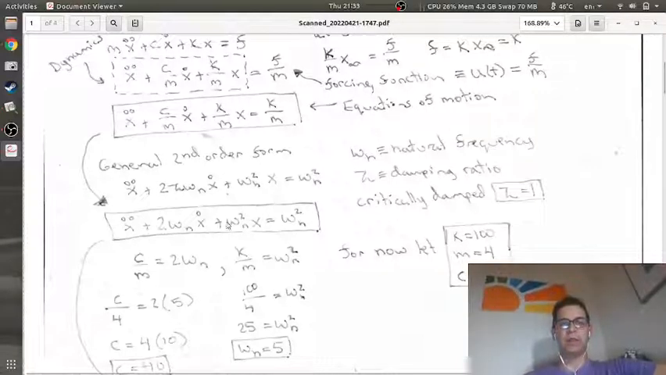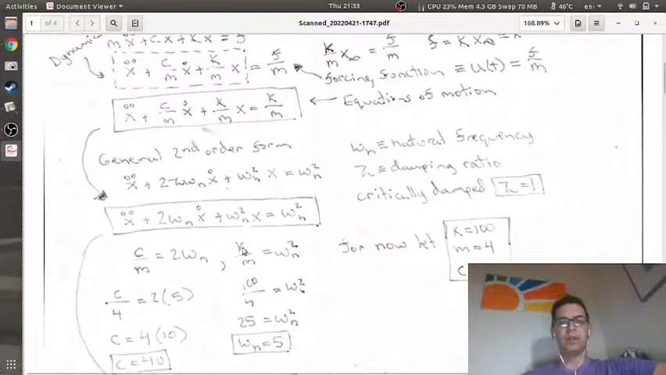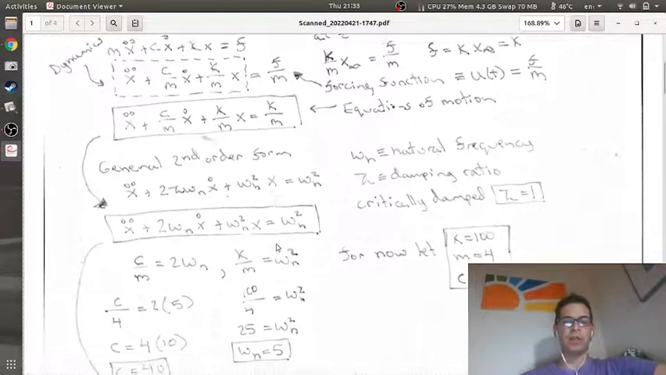And so in this case, k over m is omega n squared, and c over m is 2 omega n. You can also look this up in textbooks, that the natural frequency is the square root of k over m. For a pendulum, the natural frequency is the square root of g over L, and for a spring mass damper system, the square root of k over m is the natural frequency.